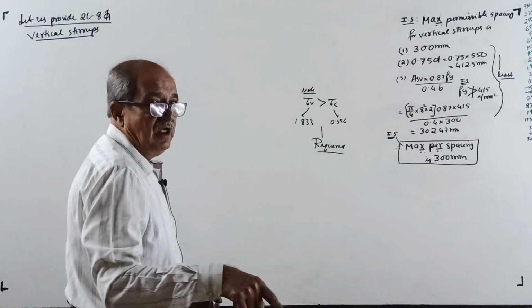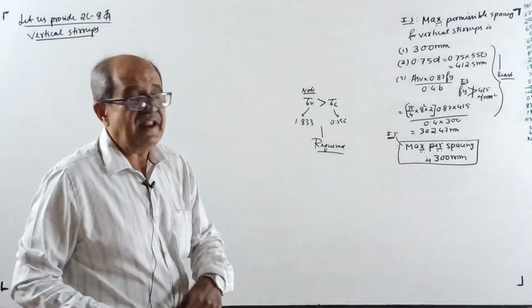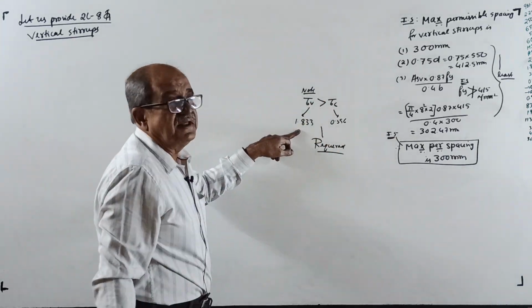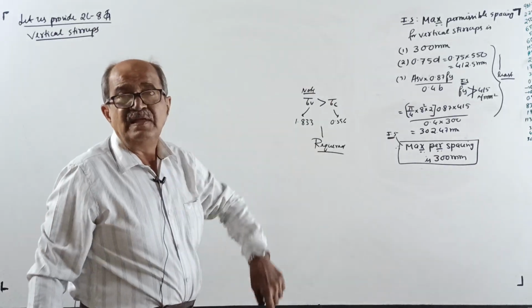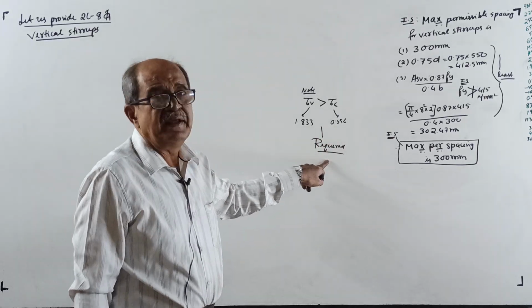Okay. I will continue. See, just for understanding, actually you can see there. Last step was tau V more than tau C. Shear stress to be resisted is more than the capacity of concrete without shear reinforcement, therefore required.